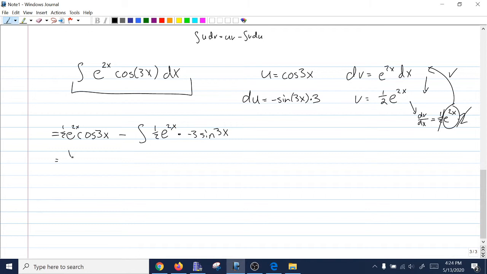So this, if I clean it up a little, is 1/2 e to the 2x cosine 3x minus negative integral of 1/2 times 3, which is 3/2. I'm going to leave that inside the integral sign, because soon I'm going to stop writing this, and I want this integral to be self-contained. I want just blah plus without having to deal with a constant out front.